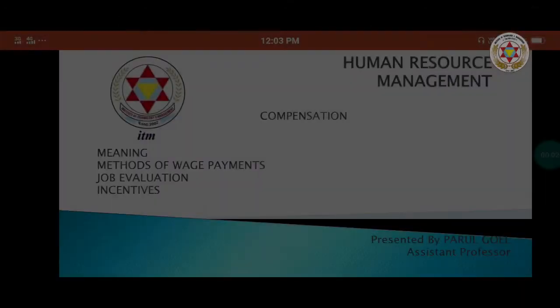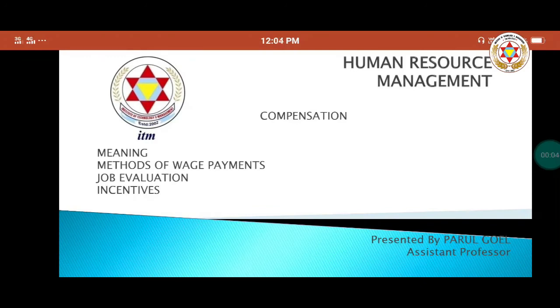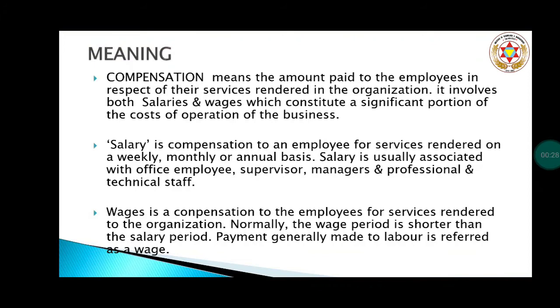Good morning, students. Today we are going to study one of the major functions of human resource management, which is the compensation function. In this topic, we cover the meaning and definitions of compensation, various methods of wage payment, the components of compensation, job evaluation, and the incentives. So firstly, we start with compensation.